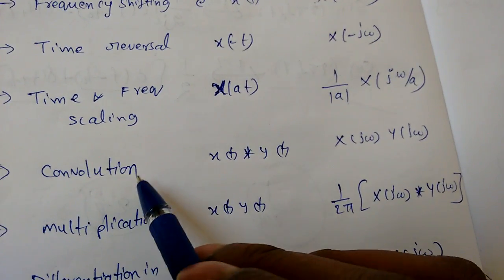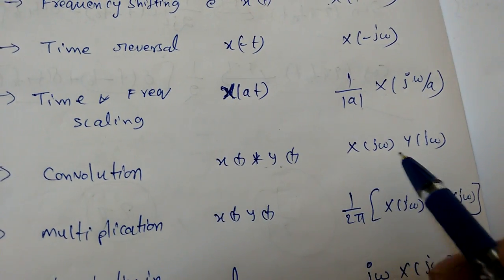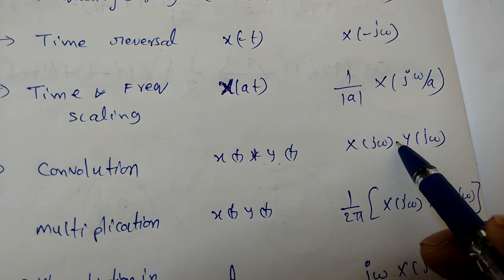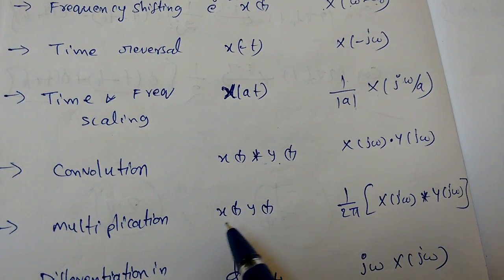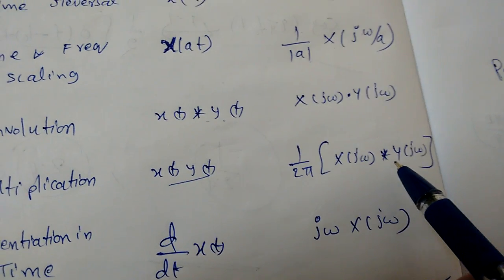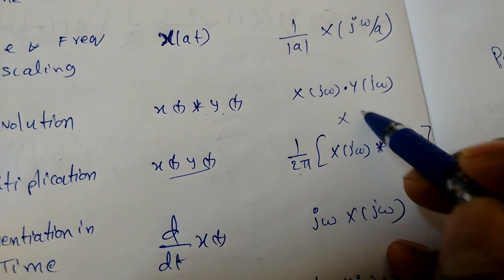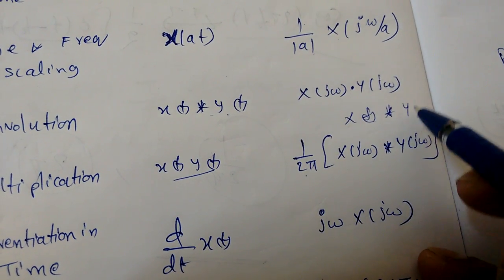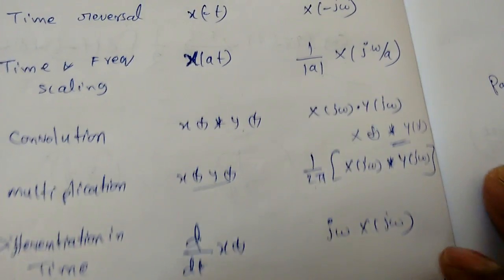Next one is convolution. We have seen this also in the Fourier series. x of t convolved with y of t, in the frequency domain or omega domain, will be the multiplication of these two signals. Whenever there is multiplication in the time domain, there is a convolution in the frequency domain, but there is a 1 by 2 pi. If it is in the f domain, simply it is x of f convolved with y of f. Right? If it is in the omega domain, we will get 1 by 2 pi.